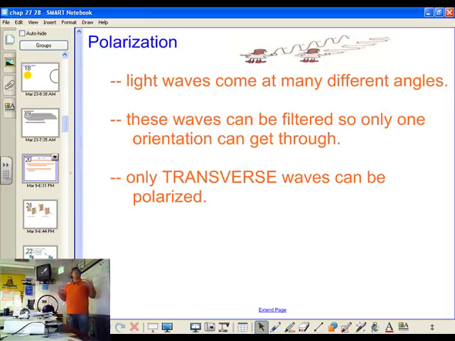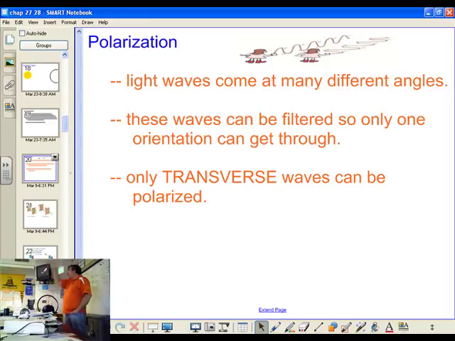In this case, we're talking about aligning waves, the alignment of light waves when they come at very different angles. Now, this is something for transverse waves, where light is a transverse wave. Polarization only works for transverse waves. You cannot polarize sound because it is a longitudinal wave. Transverse waves, but the light comes at different angles.